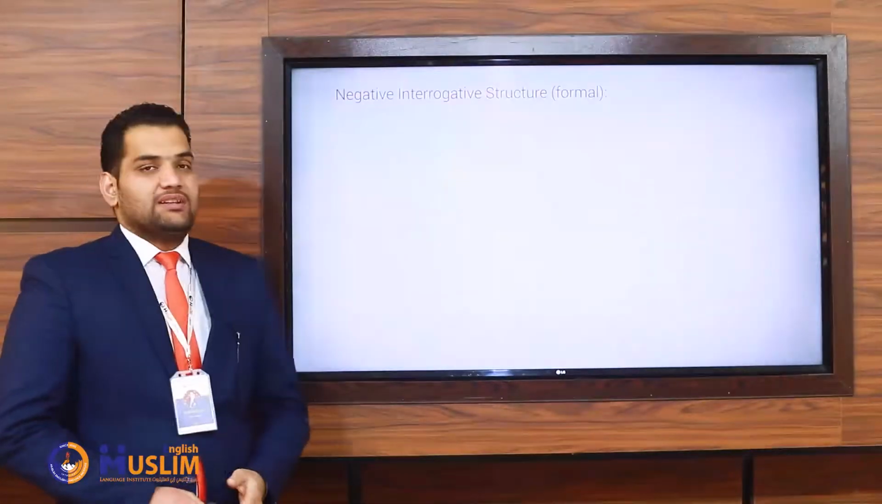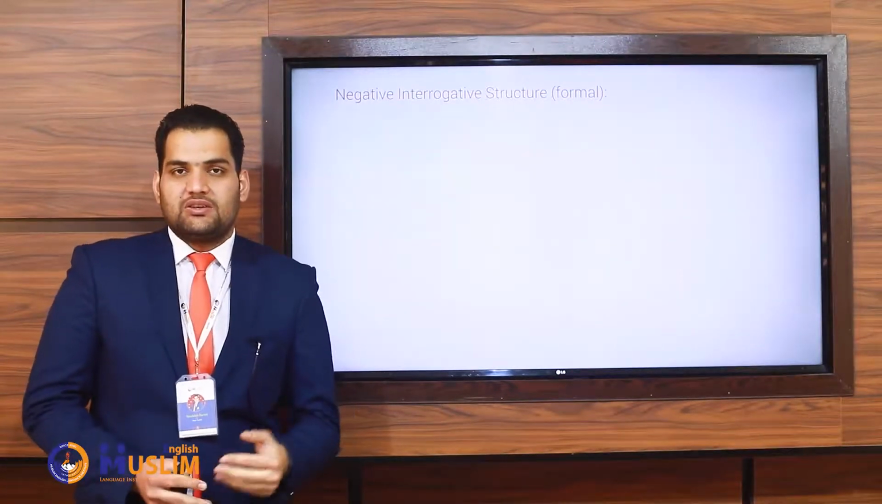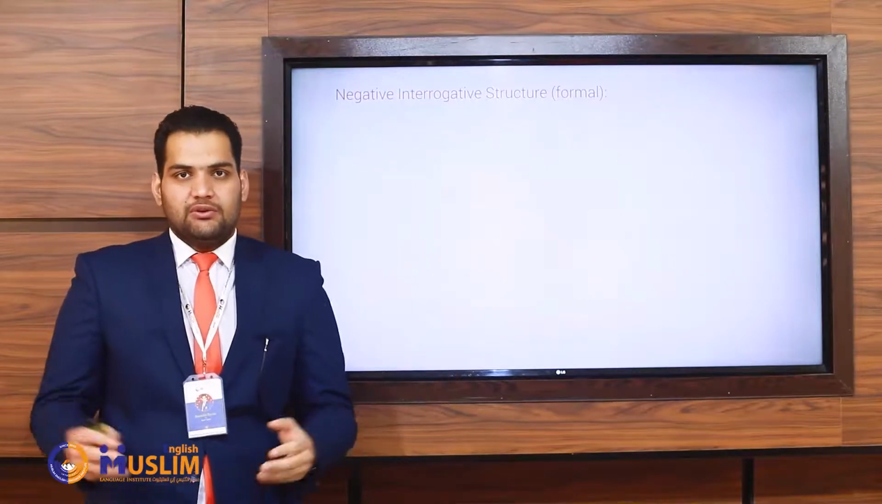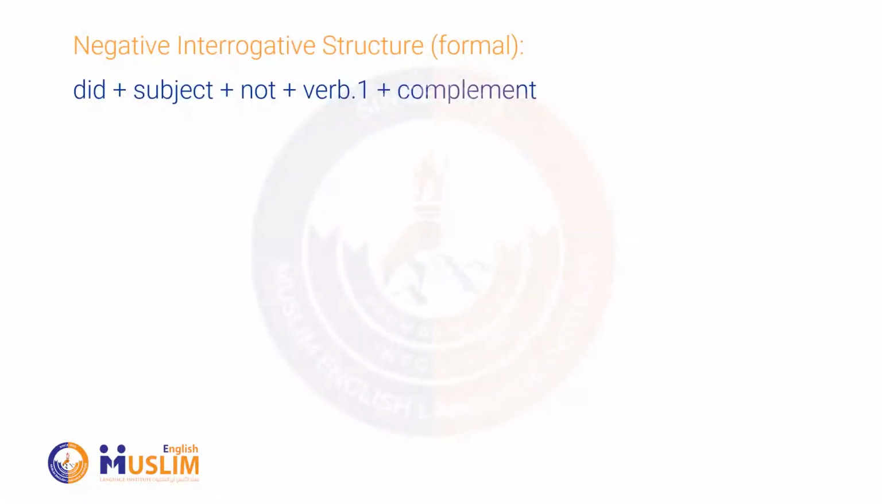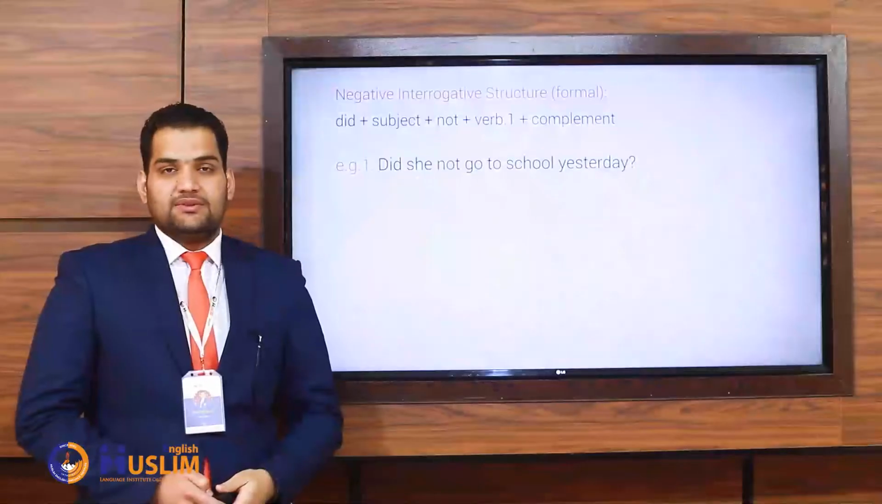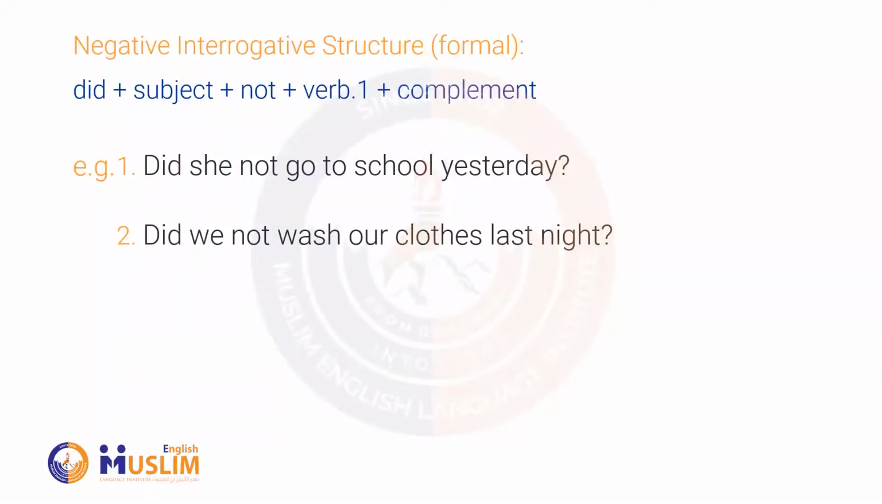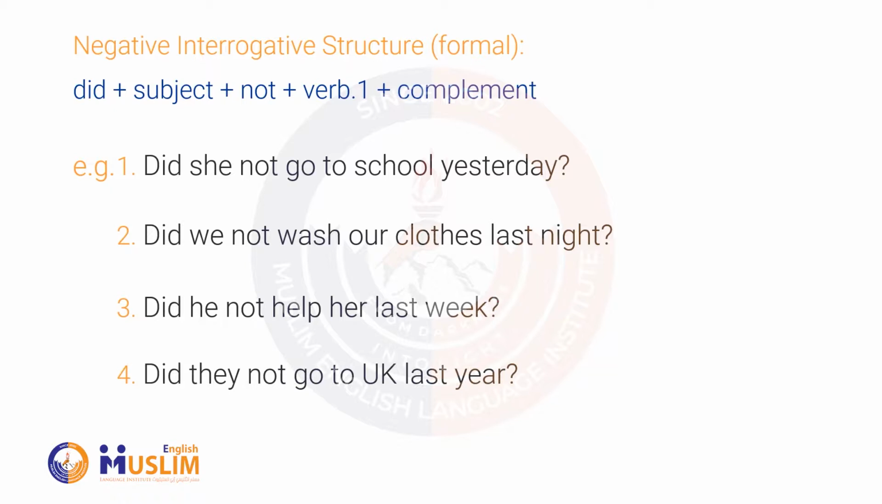Now, let's talk about the negative interrogative structure. And as you all know, the negative interrogative structure has 2 types, the formal and the informal. So the formal one is did plus subject plus not plus verb 1 plus the complement. For example, did she not go to school yesterday? Don't say did not she go to school, that's wrong. Did we not wash our clothes last night? Did he not help her last week? Did they not go to UK last year?